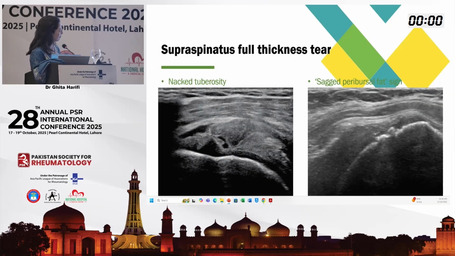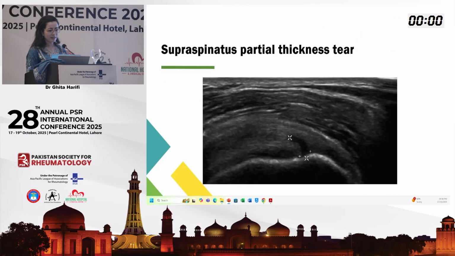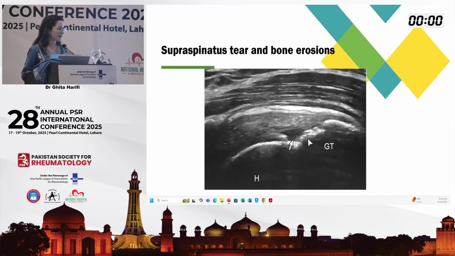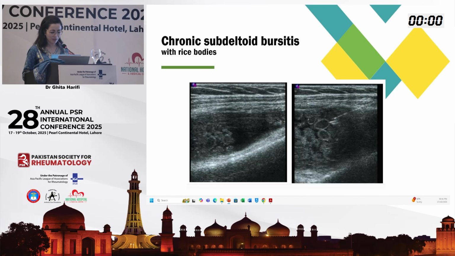Supraspinatus full thickness tear gives you things like a naked tuberosity, you see here, absence of tendon in here, and sometimes it gives you this aspect of a sagged peribursal fat sign. We call it sag peribursal fat. Something is missing in the supraspinatus, and the fat takes over and gives a sag peribursal fat sign. These are signs of full thickness tear. You can have partial thickness tear in the supraspinatus. Supraspinatus pathology is the commonest pathology in the shoulder, so you spend time scanning the supraspinatus; it's important.